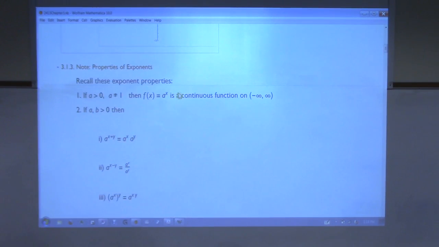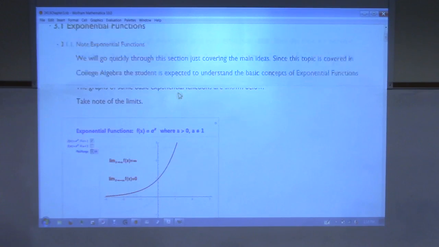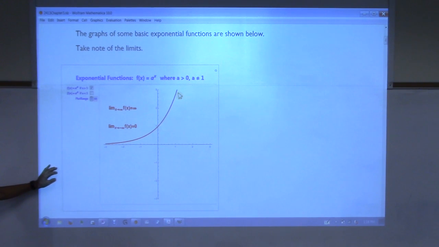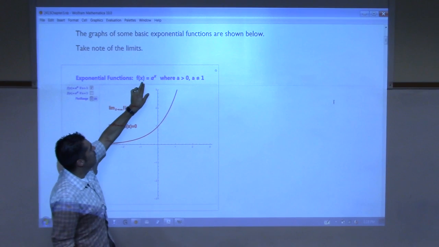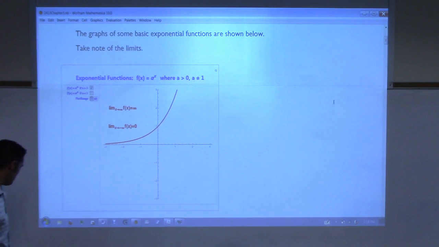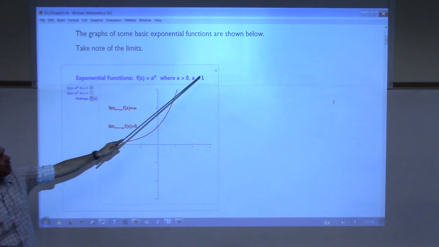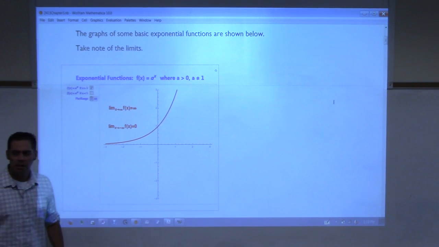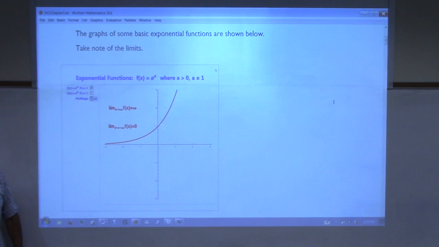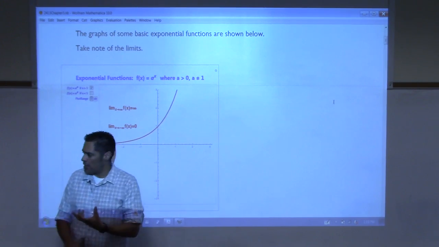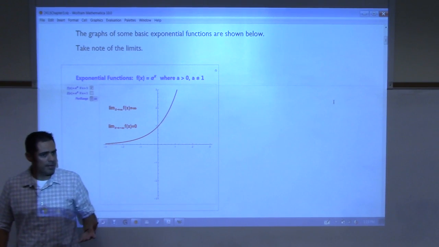So there are some important things that you need to remember from college algebra, specifically this whole idea of an exponential function. Exponential functions are any function where you have a raised to the x, where a is a number, and that number is bigger than 0 and not equal to 1. So 2 to the x, that's an exponential function. 5 to the x is an exponential function. And this is what they look like. We have avoided these functions, haven't we? We have avoided them. Yeah.